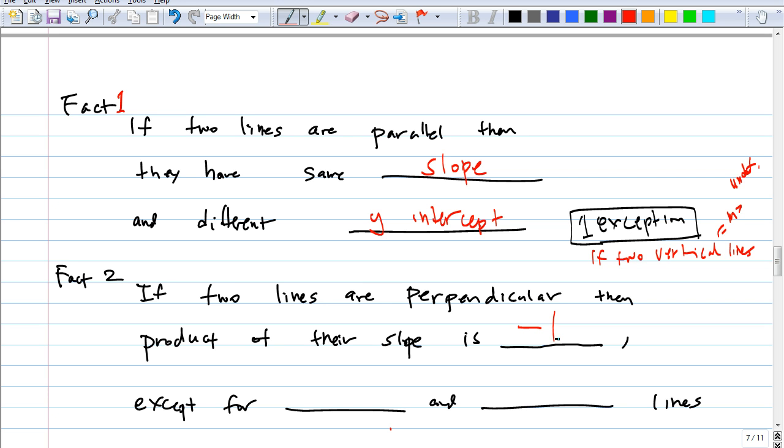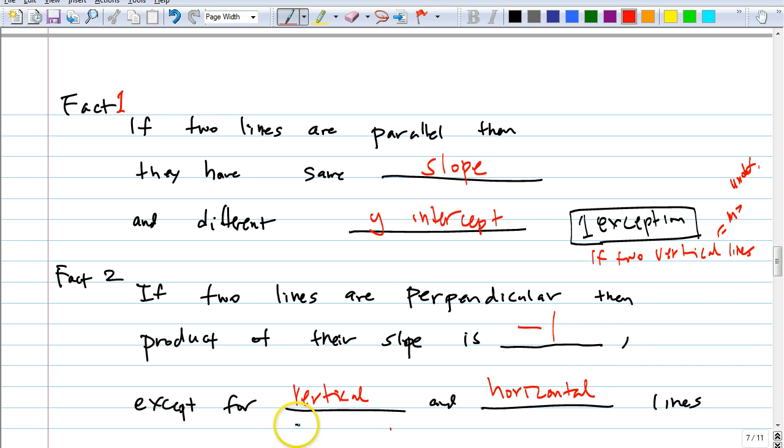So it turns out, if two lines are perpendicular, when you multiply the slopes of the two lines, it's always equal to -1. Except, there's an exception. Anybody? It's kind of like the first exception. Except, yes? Vertical and horizontal. Yeah, if it's a vertical line and horizontal. So if the two lines are vertical and horizontal, yeah, you're exactly right.